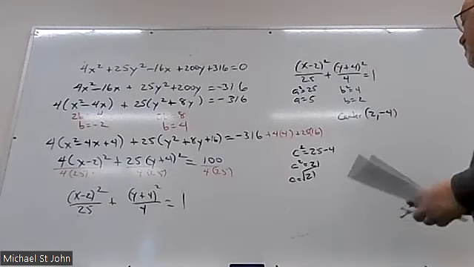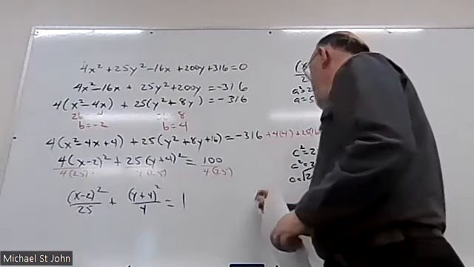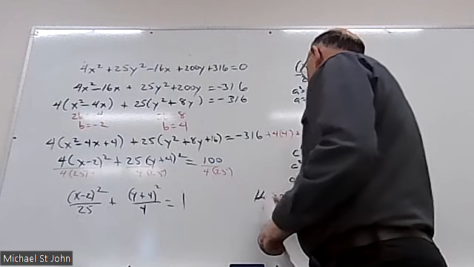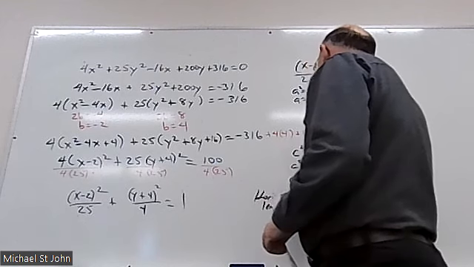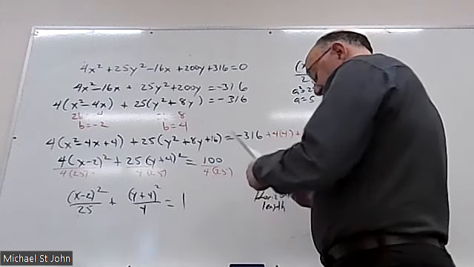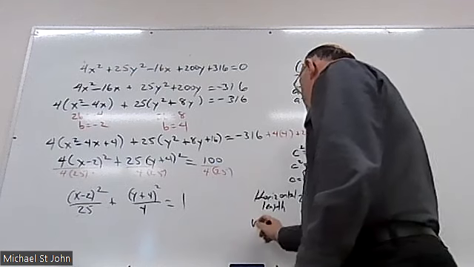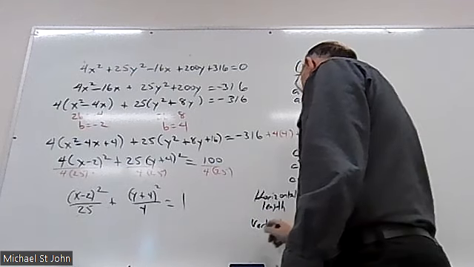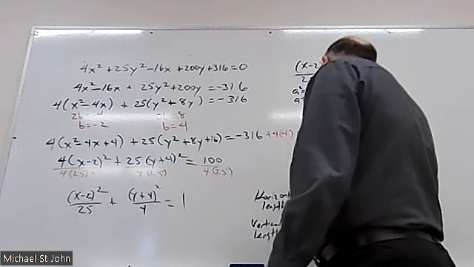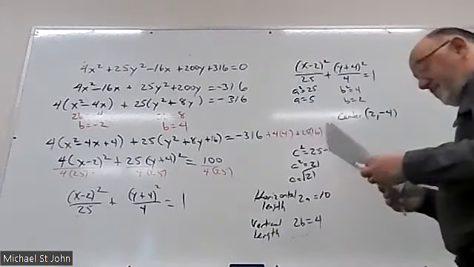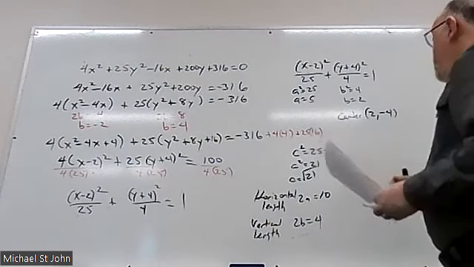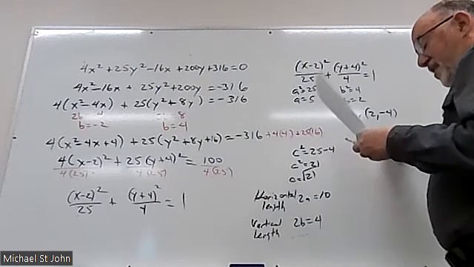Okay, let's see what else we got. The horizontal length is 2 times a, and so this is going to be 10. The vertical length is going to be 2 times b. That'll be 4. So my center is at 2, -4.